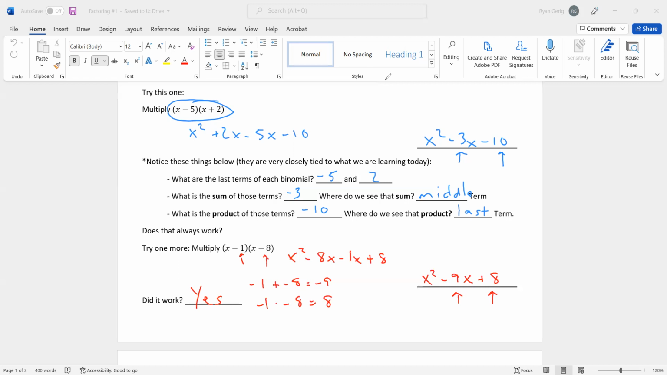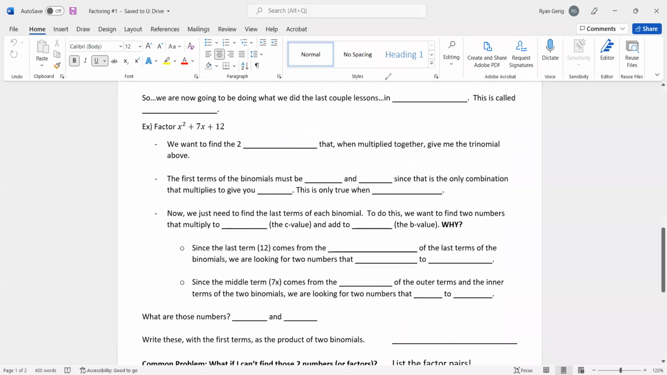Okay. There's patterns developing. Hopefully you're noticing them. Let's go to the back. If you haven't noticed them, I'm going to spell them out for you right here. So we are now going to be doing what we did the last couple of lessons, which was FOIL in reverse.